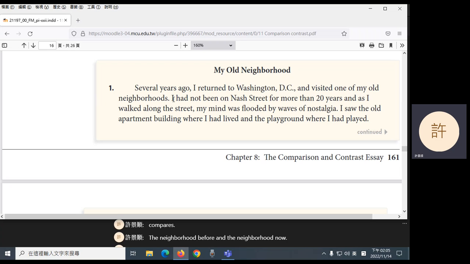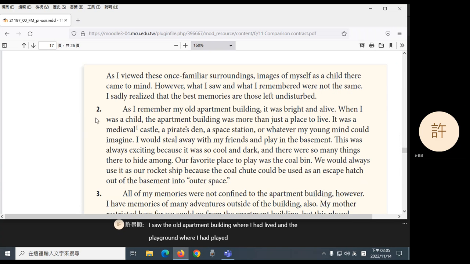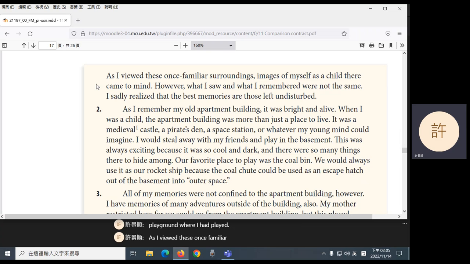I had not been on Nash Street for more than 20 years. Wow, so it's 20 years later. And as I walked along the street, my mind was flooded by waves of nostalgia, 怀旧. I saw the old apartment building where I had lived and the playground where I had played. As I viewed these once familiar surroundings, images of myself as a child there came to mind.